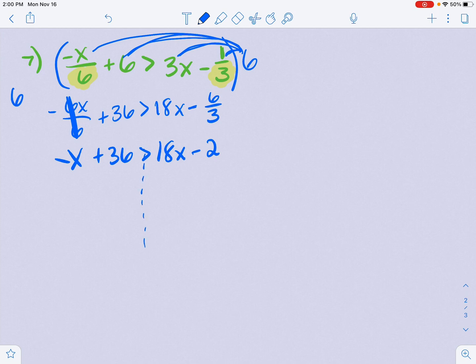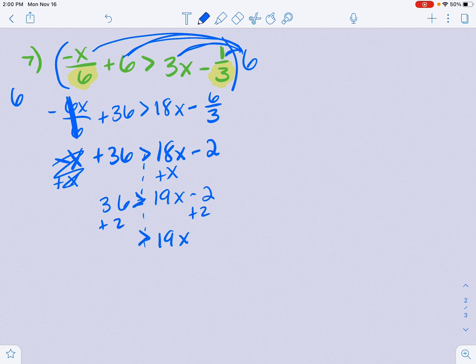So do your dotted line straight down, and then solve. I'm going to move my smaller x because I like to keep my x's positive, but you don't have to. Since I have a minus x, I'm going to do plus x on both sides. Gets rid of that x. We have 36 equals 19x minus 2. I'm going to add 2 to both sides to get that variable by itself. Whoop, this is a greater than sign. And I have 38. One more step, 19 times x. I'm going to divide by 19.